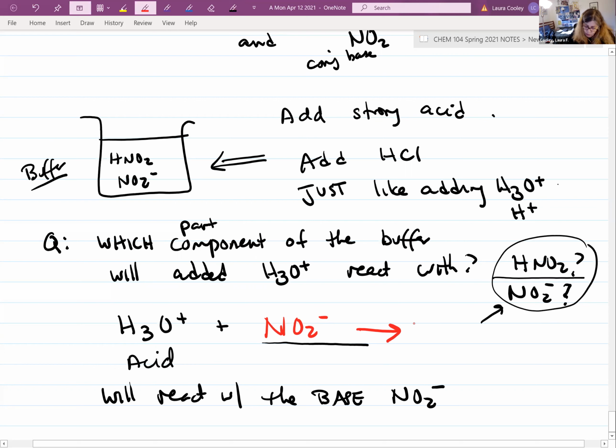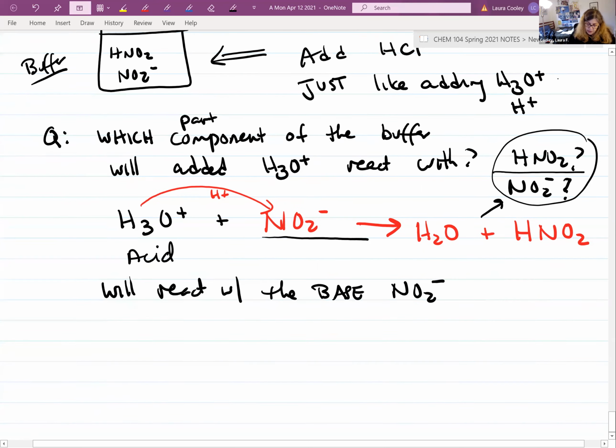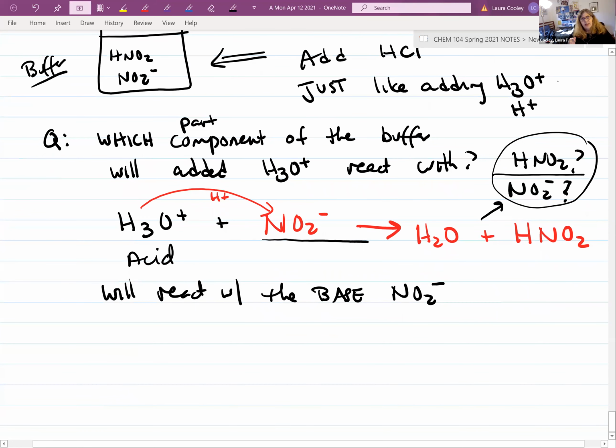And when it does that, what will it form? Well, H3O plus is as strong an acid as you can get. It's going to donate protons to NO2 minus. It's going to end up as water, and NO2 minus is going to become HNO2. So here's a very important thing that happens in solution when you have a buffer. You had a whole bunch of H3O plus in that solution from the added acid. However, it reacts with NO2 minus. So instead of having H3O plus in there, now we basically have water and HNO2.